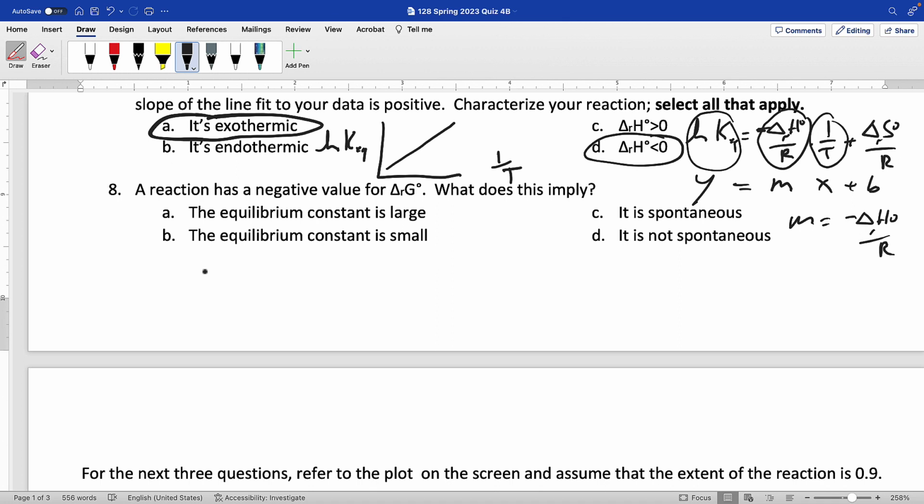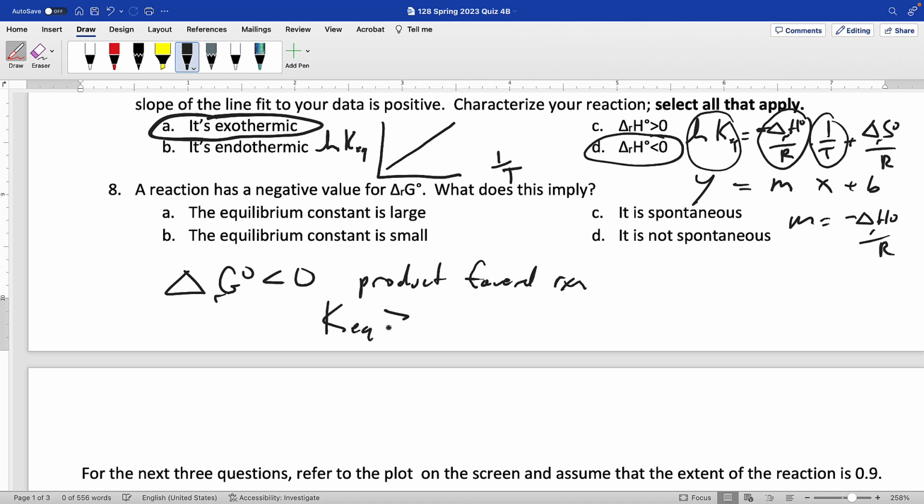You can remember that delta G standard being negative means that your reaction is product favored. In other words, you have a lot of products at equilibrium, or you can say K equilibrium is greater than 1. And you can actually see this too by using this equation that delta G standard is equal to negative RT log of K equilibrium.